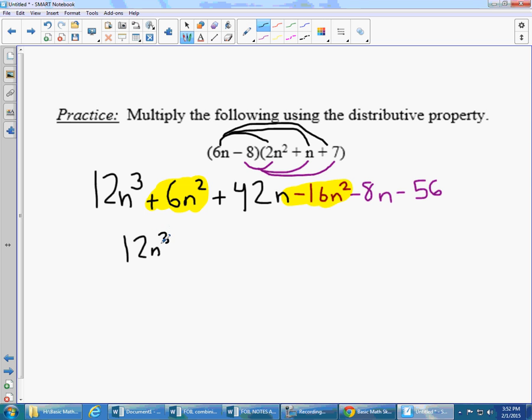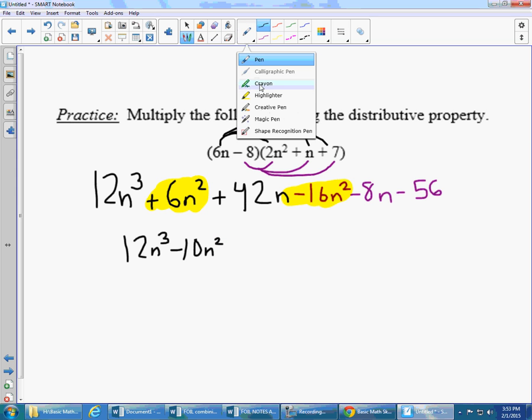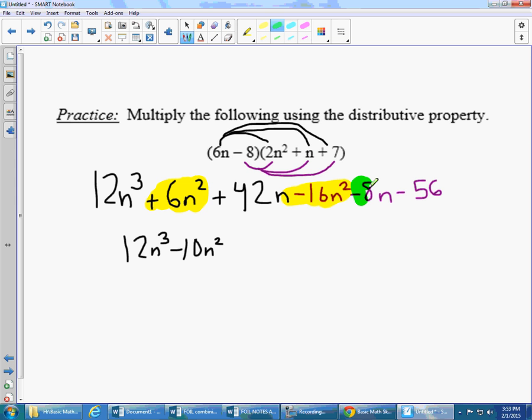Okay, if I want to write it in standard form, which is writing it with the exponents descending from largest to smallest, that's going to go first. So I got 6n, positive 6n squared minus 16n squared. That gives me negative 10n squared. Okay, and let's see, 42n. I think that can go with negative 8n. So we can get this negative 8n with this positive 42n. So we're going to do 42n minus 8n. That gives me positive 36n. And then the only other thing that has nothing else left to do that just kind of hangs on is negative 56.